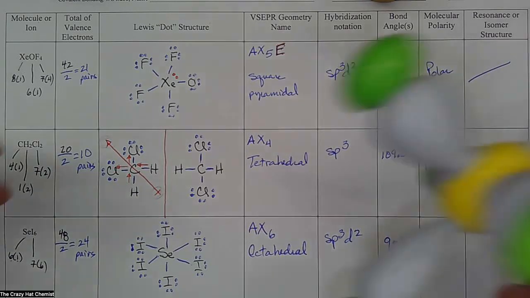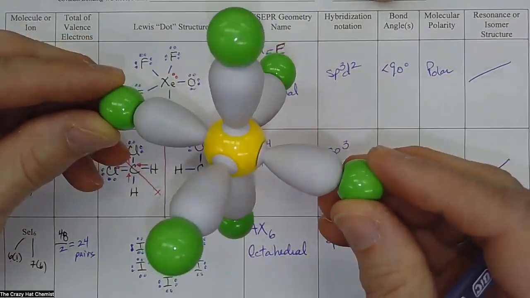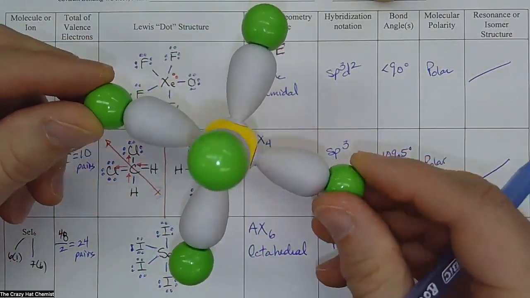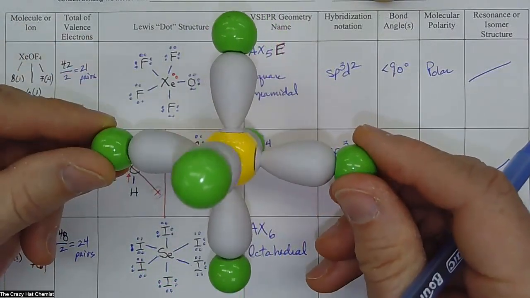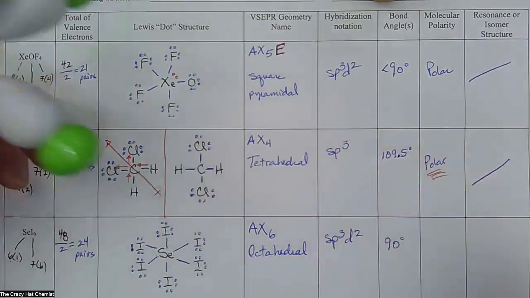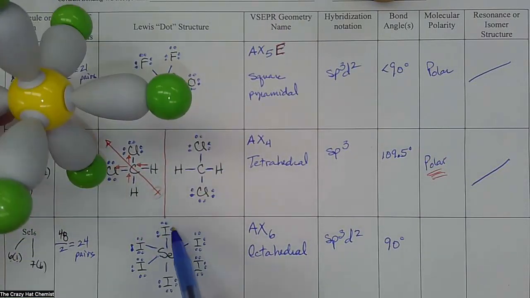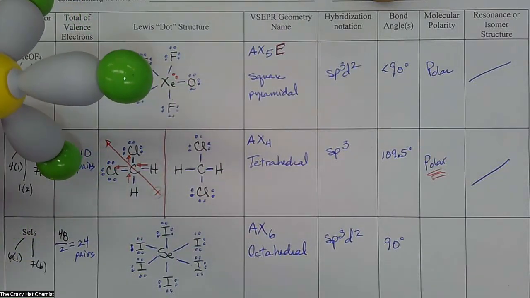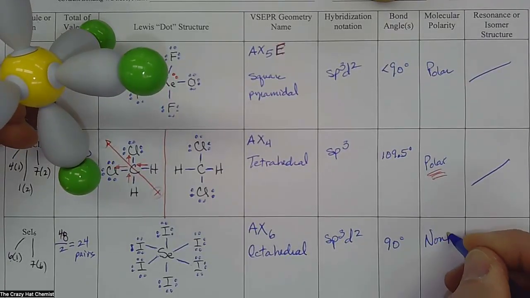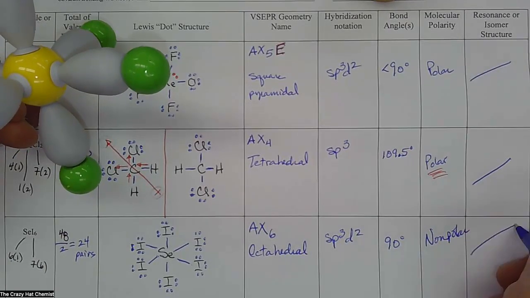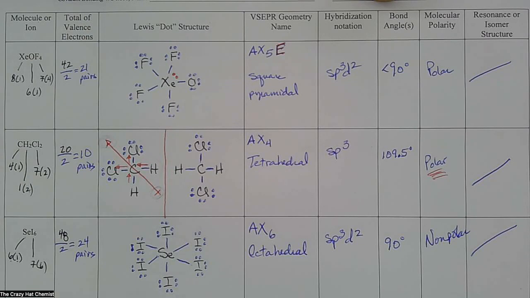So octahedral is this structure right here, and we had talked about that last time. So there's octahedral, okay? This has bond angles like what they look like, and that is 90, okay? These are all the same element all the way around, so therefore it is symmetrical, and this is non-polar. And there are no resonance or isomeric structures for this one here whatsoever. So we're good to go with that one.